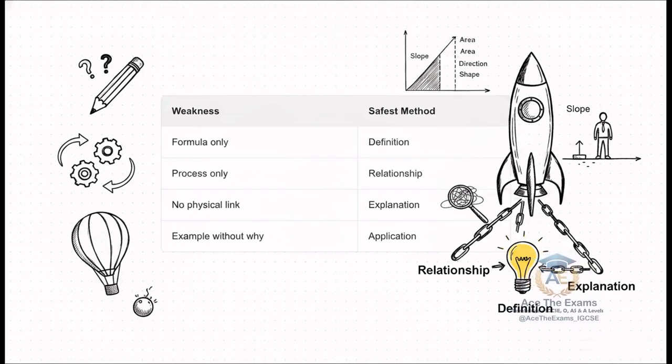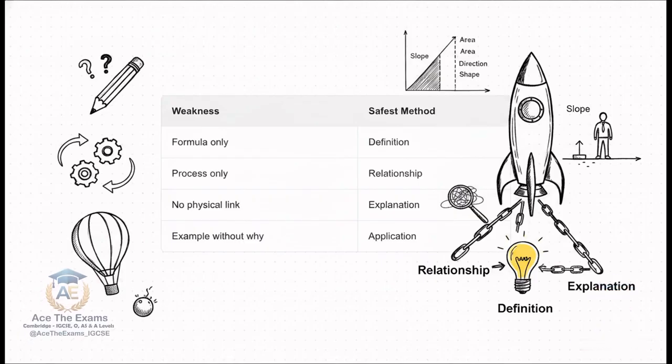On the flip side, our safest method applies our 4-step spell flawlessly. Definition, relationship, explanation, application. First, you define the core idea. Next, you state the relationship. Then you explain the cause and effect chain. And finally, you apply it directly to the physical effect described in the prompt.